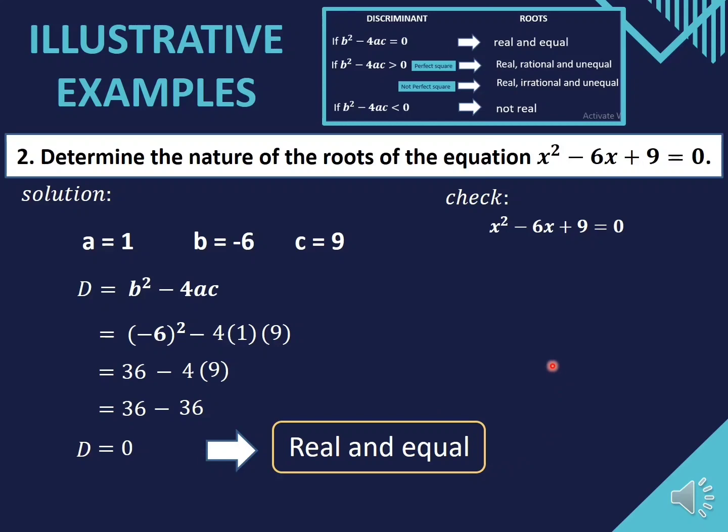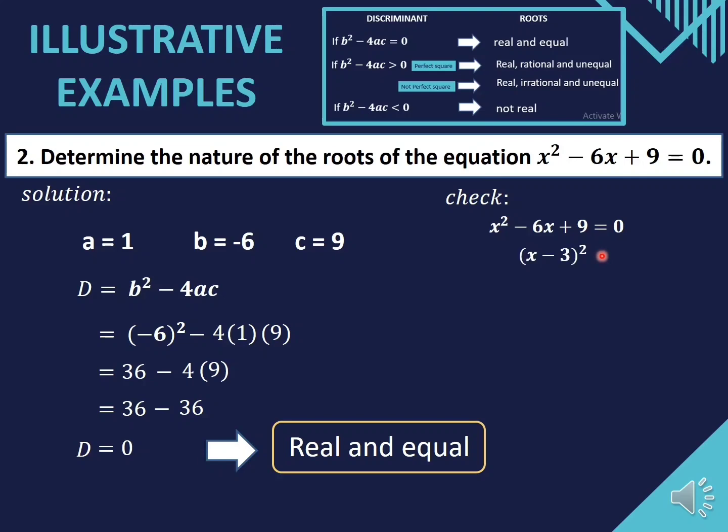But since we are only looking for the nature of the roots, hanggang dito na lang yung sagot natin. But in this case, check natin for you to know and para ma-prove natin na talagang tama ito, na even discriminant lang yung kinuha natin, tama yung nature of the roots natin. So here in the equation, x squared minus 6x plus 9 is equal to 0.